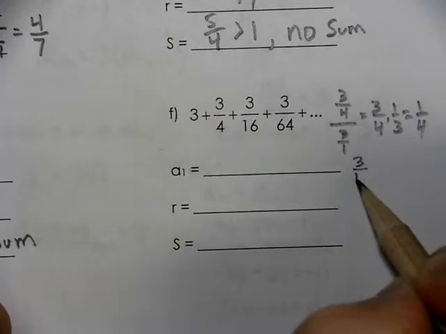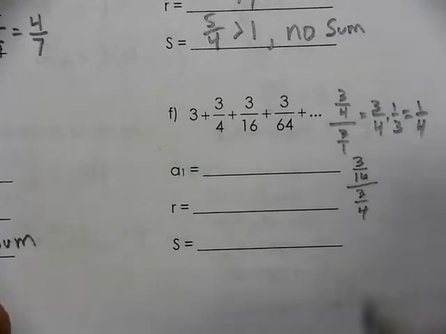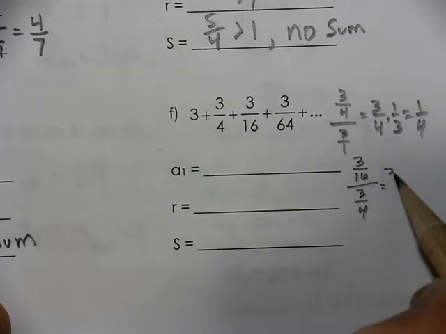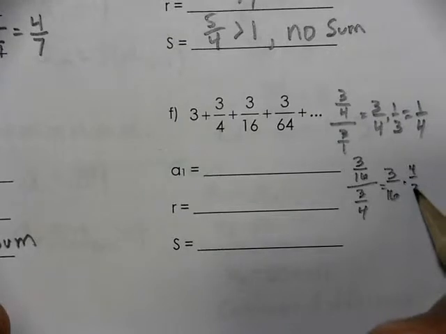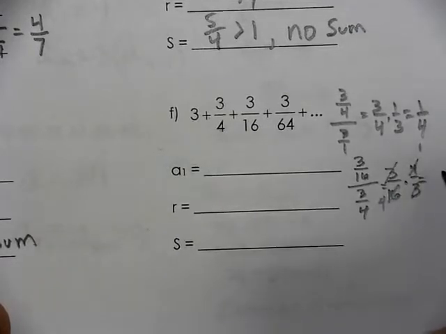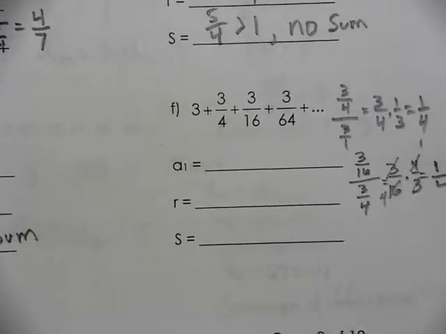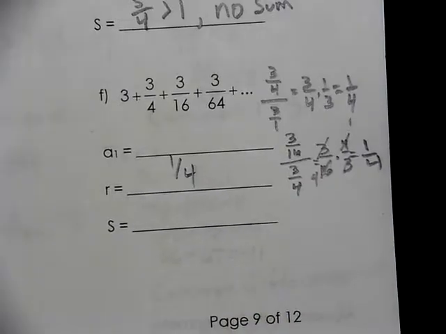We take our 3/16 and we divide it by the one before it. So that's going to be our 3/16 times 4/3. And we could reduce. The 3's cross off, the 4 and the 16 reduce to become 1/4. So we can see that this ratio is also 1/4.